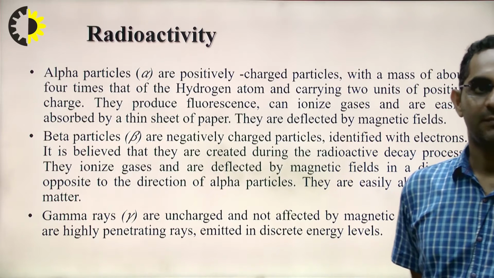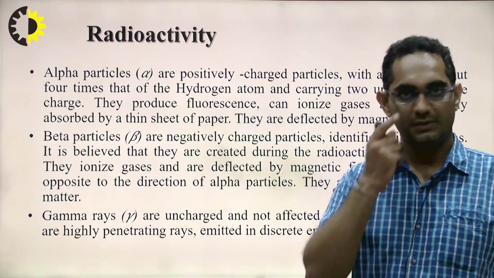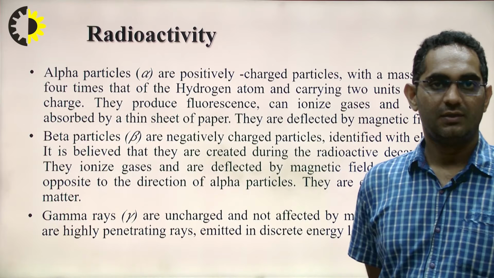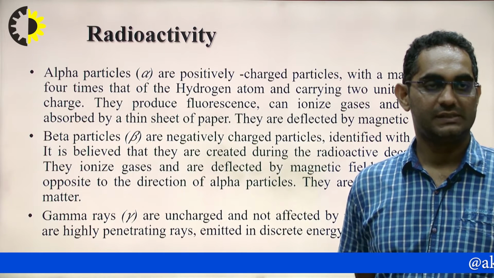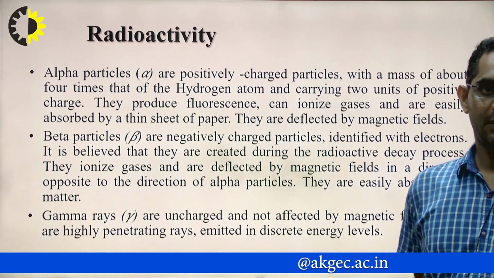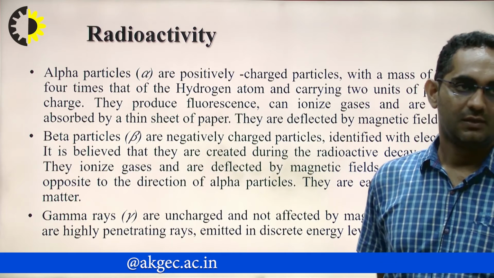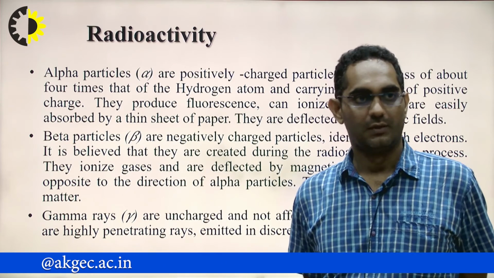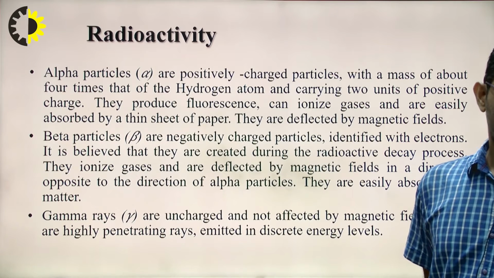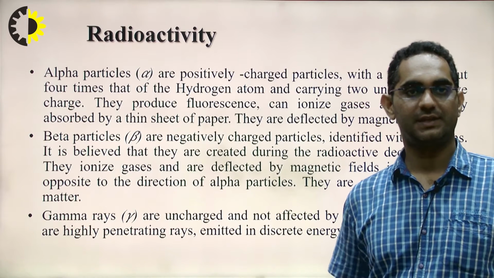Next, beta particles. Beta particles are negatively charged particles identified with electrons, and it is believed that they are created during the radioactive decay process. They ionize gases and are deflected by magnetic fields in a direction opposite to that of alpha particles, and they are easily absorbed by matter. Gamma rays are uncharged and are not affected by magnetic fields. They are highly penetrating rays emitted in discrete energy levels.